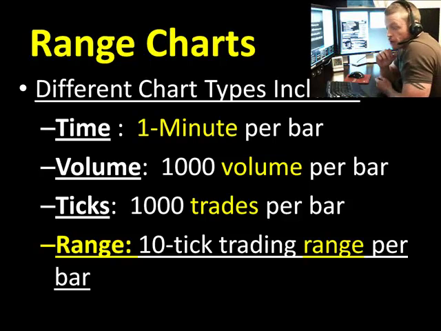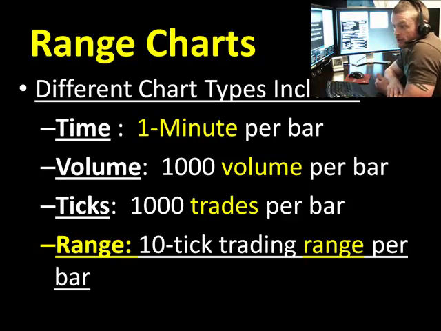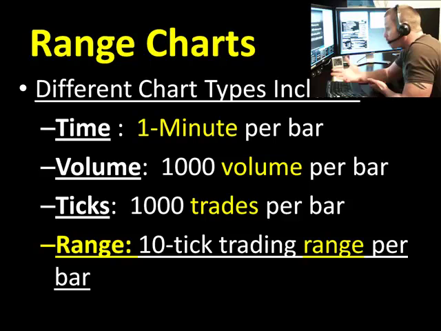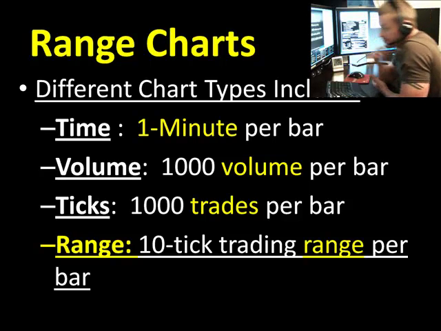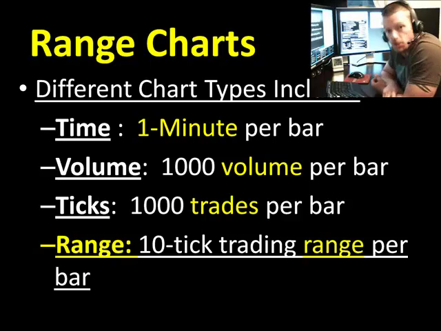Of course, you have your time charts, this being a 1 minute per bar, right? A time-based chart means that there's a specific time per candlestick. When it comes to volume charts, there's a specific amount of volume per candlestick. And of course, you've got tick charts, right? Specific amount of ticks or trades per bar. And then, of course, you've got your range charts, which specify the trading range per bar.